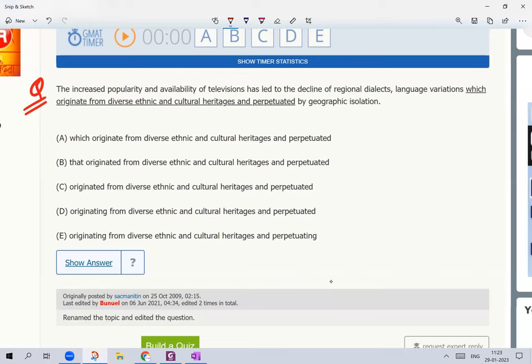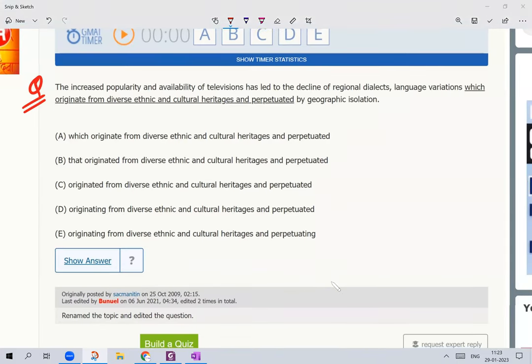What's the answer? Oh, that is fine. These two answers.